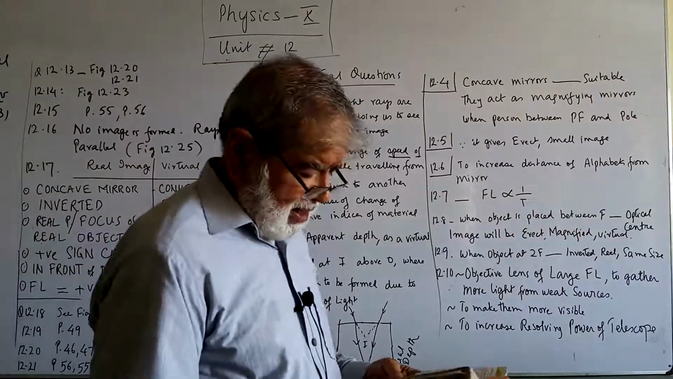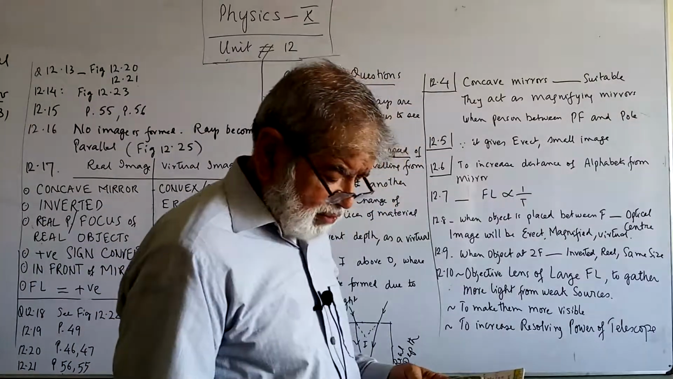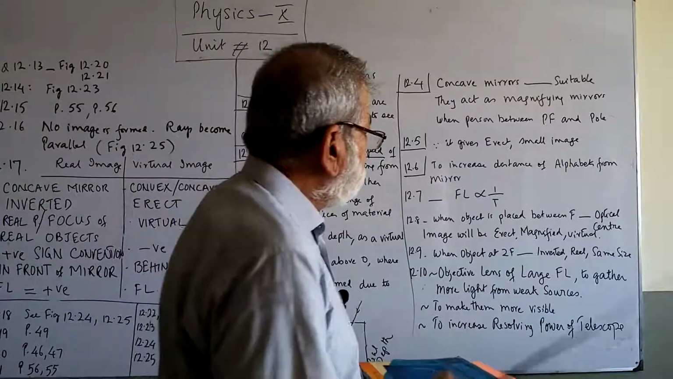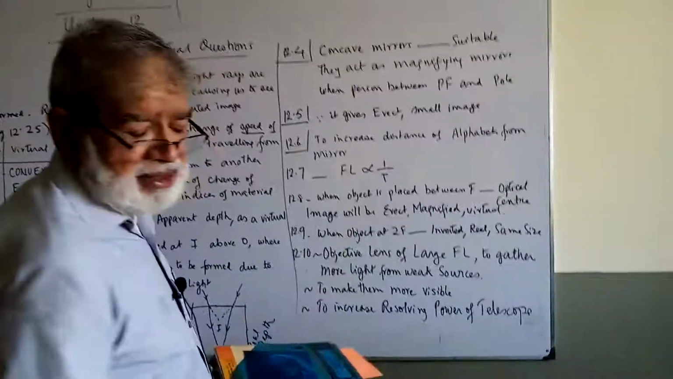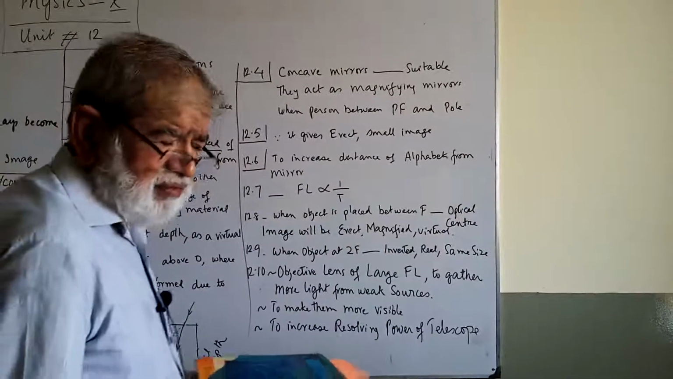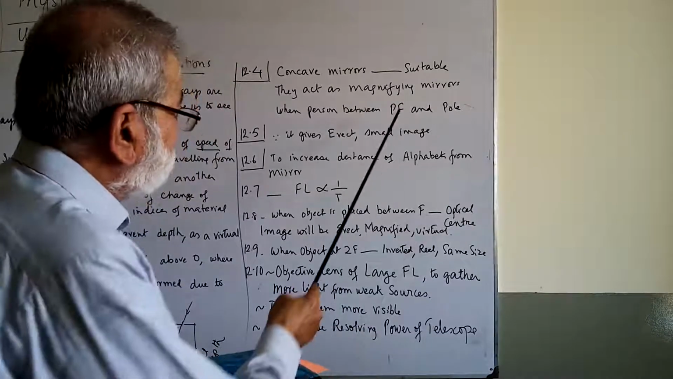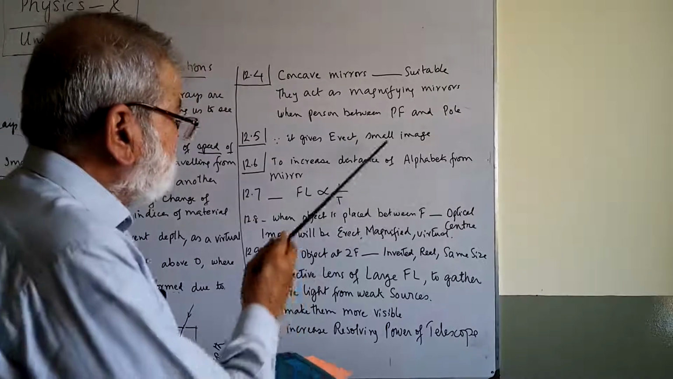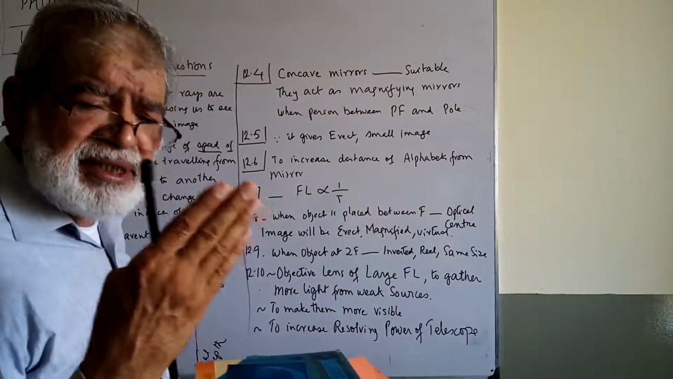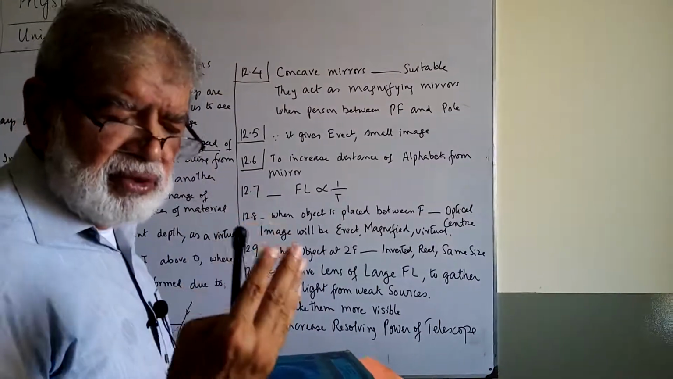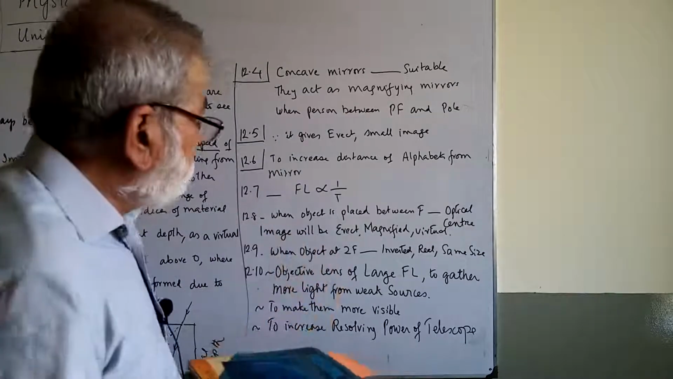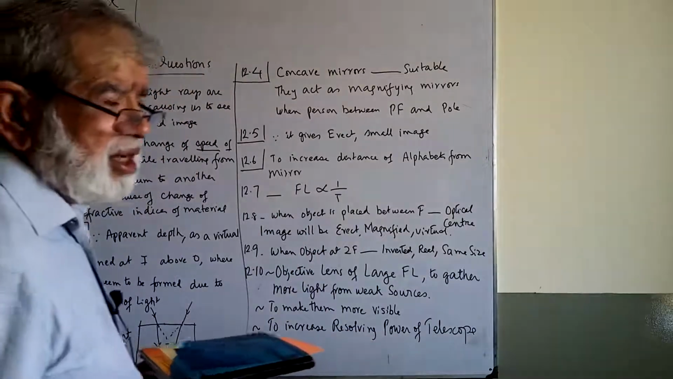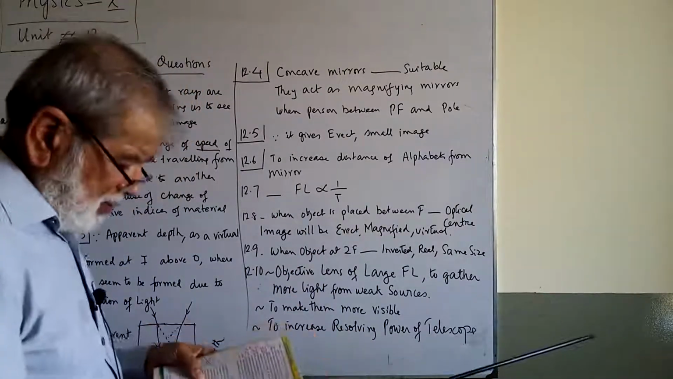12.4. Why or why not are concave mirrors suitable for makeup? Concave mirrors are suitable because they act as magnifying mirrors. When the person is standing between the principal focus and the pole of the mirror, then of course you get a magnified image and hence you can see things which need to be seen.